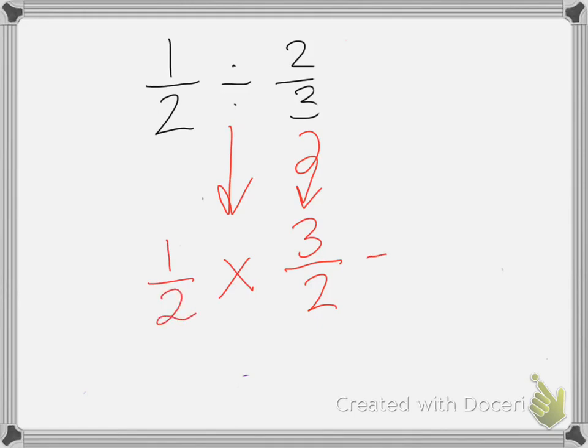And I multiply it across. 1 times 3 is 3. 2 times 2 is 4. So my answer of 1/2 divided by 2/3 equals 3/4.